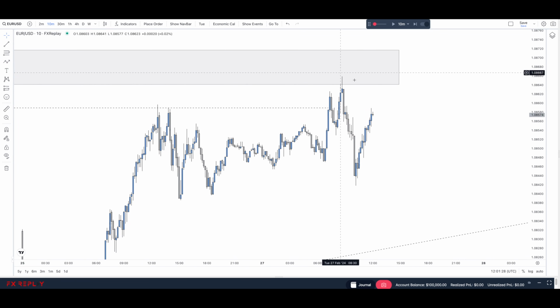So now by taking a look at this 10-minute range, we can see that we did indeed have a break of kind of internal structure.